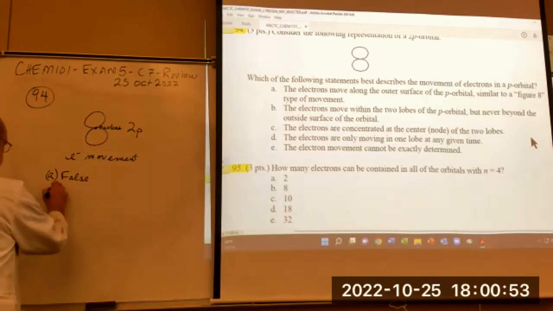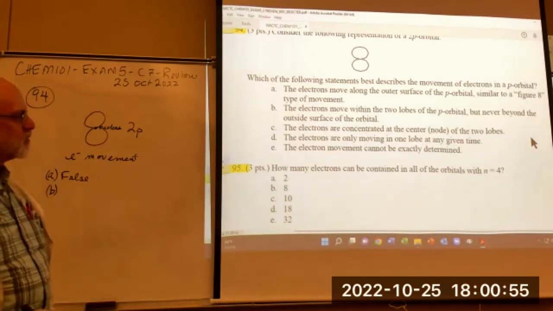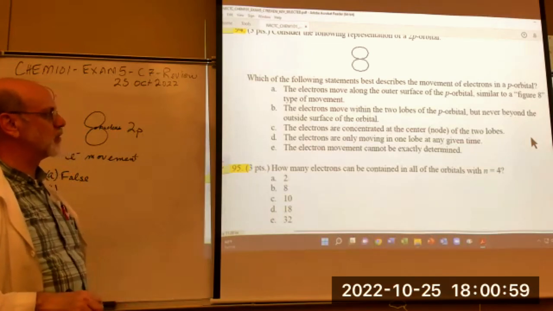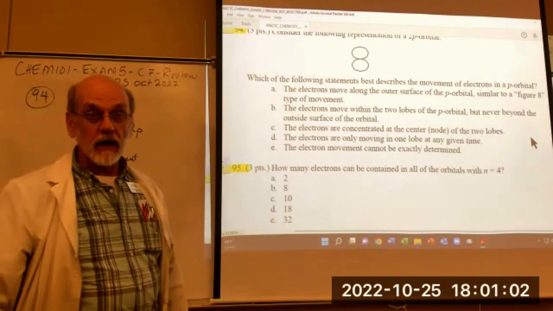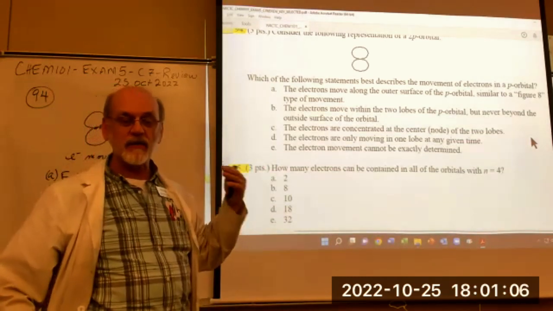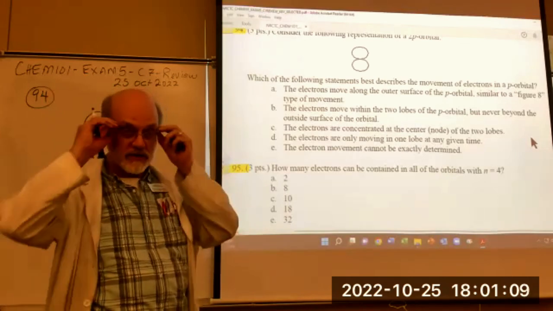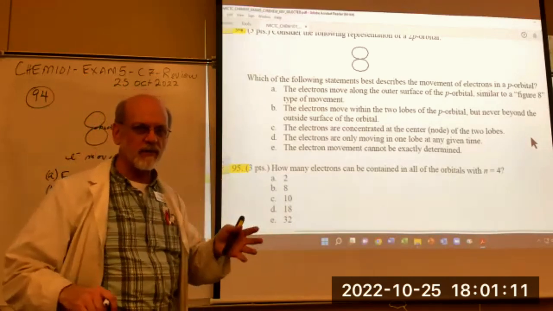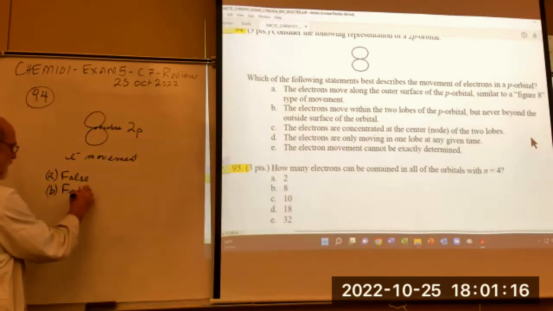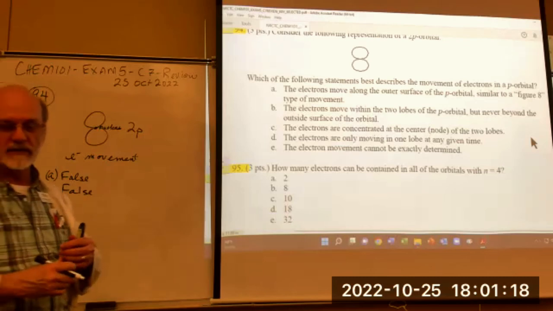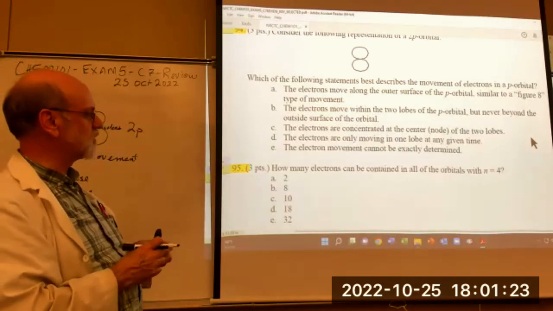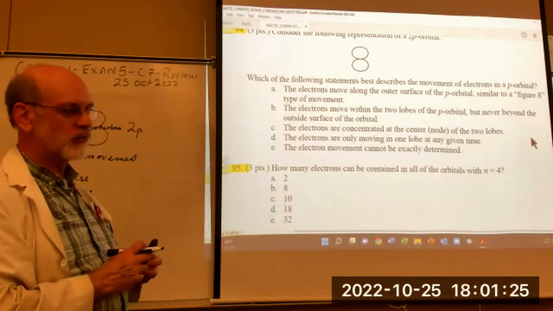Okay, B. The electrons move within the two lobes of the p orbital, but never beyond the outside surface of the orbital. No, they can move outside that. This is just the highest probability of finding an electron in that region. We're still talking probabilities. So when the electrons move, they can be outside that region. It's just unlikely.